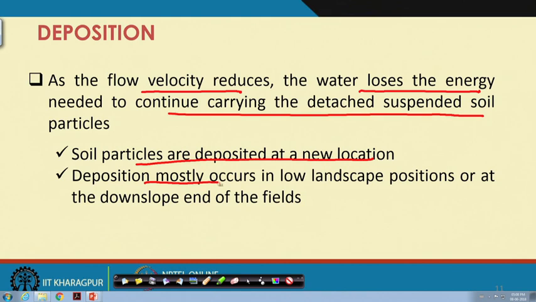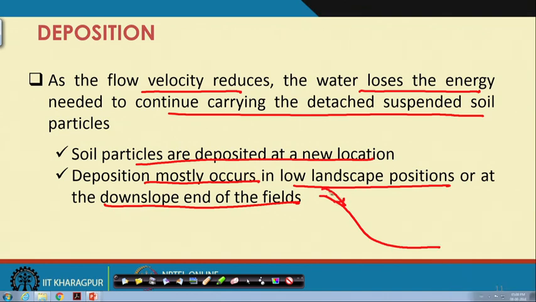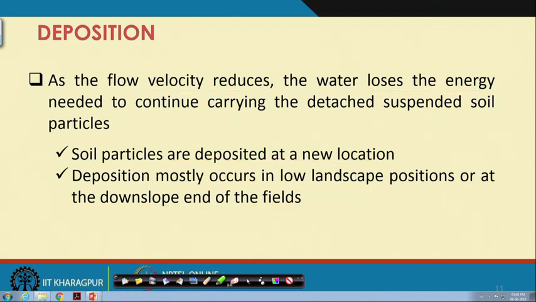And deposition mostly occurs in low landscape positions or at the down slope end of the fields, which is quite obvious. Just now we saw the hill slope example, where detachment and transportation were occurring, but once this horizontal surface came, the flow velocity gets reduced here. So, most of the deposition will occur at this point, that is at a low landscape position or downstream end.